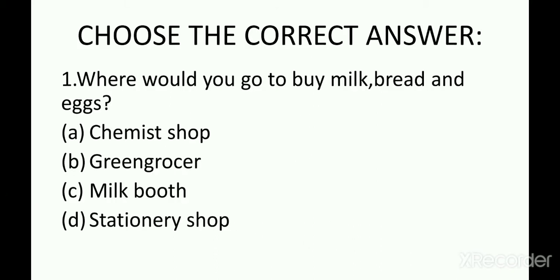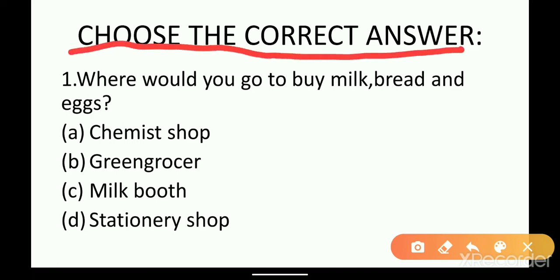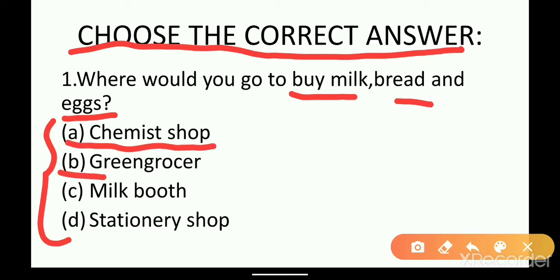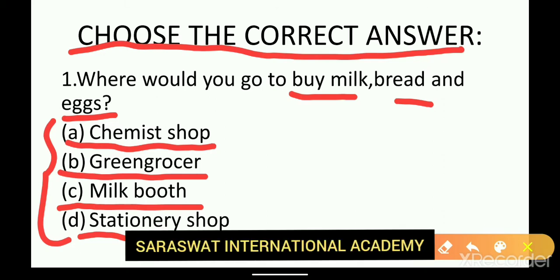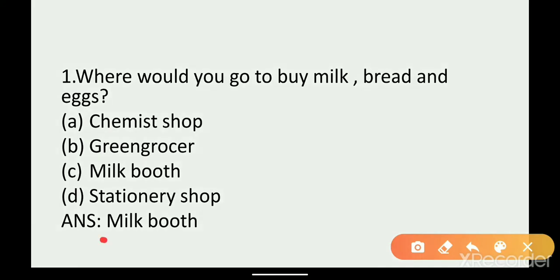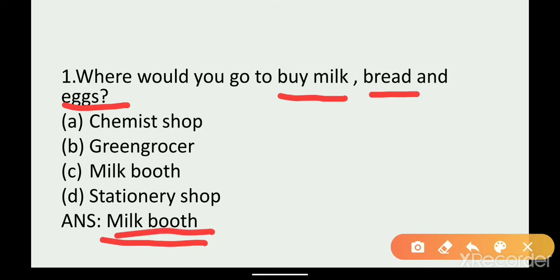Choose the correct answer. Here you have to choose one correct answer from the options given. First, where would you go to buy milk, bread and eggs? Option A, chemist shop. Option B, greengrocer. Option C, milk booth. And option D, stationery shop. Your answer will be milk booth. So we'll buy milk, bread and eggs at milk booth.